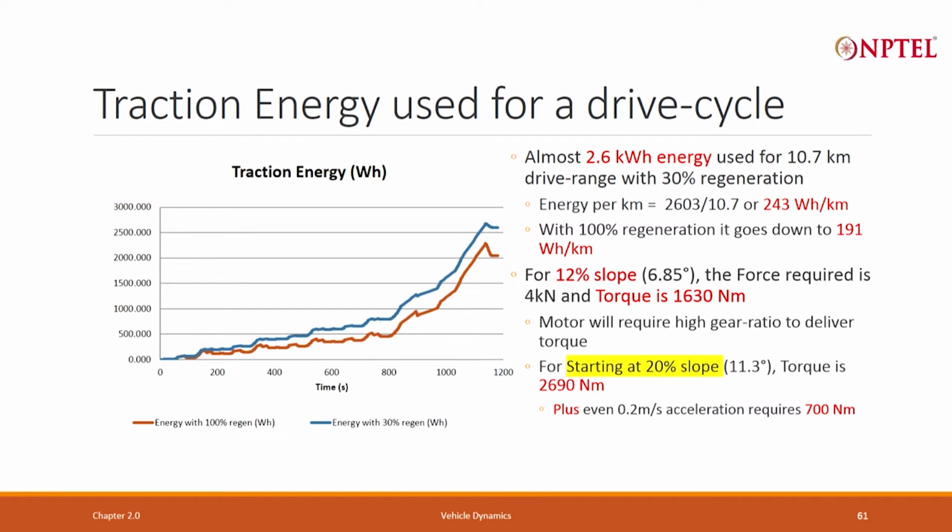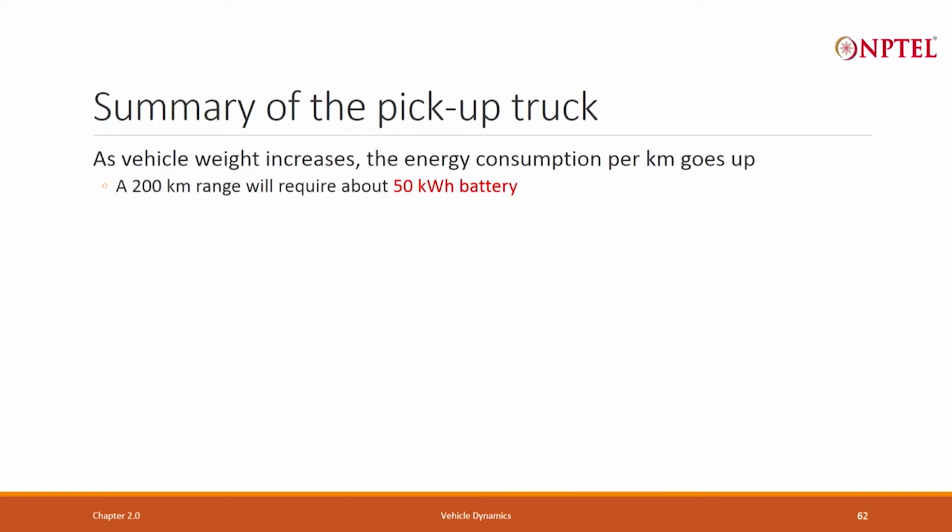And torque is independent of velocity. So, even at 0 velocity you require the same torque. Plus, even for 0.2 meter per second acceleration, to just get it moving, you are not bothered about the speed at that time, get it moving by 0.2 meter per second, that is an acceleration. You require another 700 Newton meter. So, you require almost 3500 Newton meter torque. That is not going to be easy, and that is something you have to worry about when you design a motor.